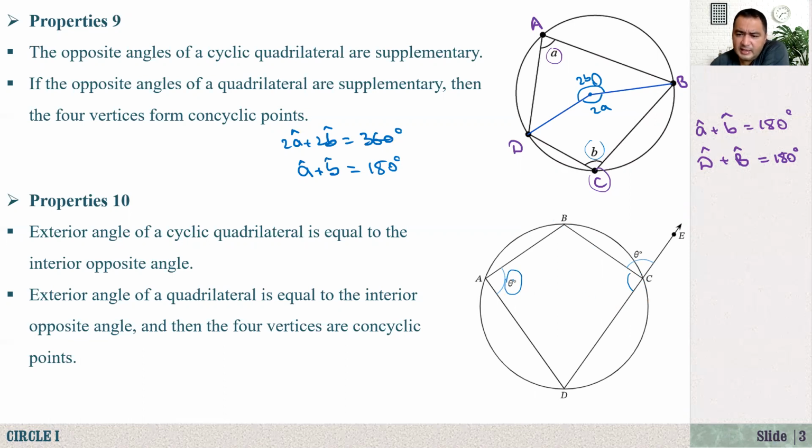Because we know that angle A plus angle C is 180 degrees, which means that here angle C is equal to 180 minus theta. So that means that this exterior angle should be theta. Or else the converse is true: if the exterior angle of a quadrilateral is equal to the interior opposite angle, then the four vertices are concyclic points.